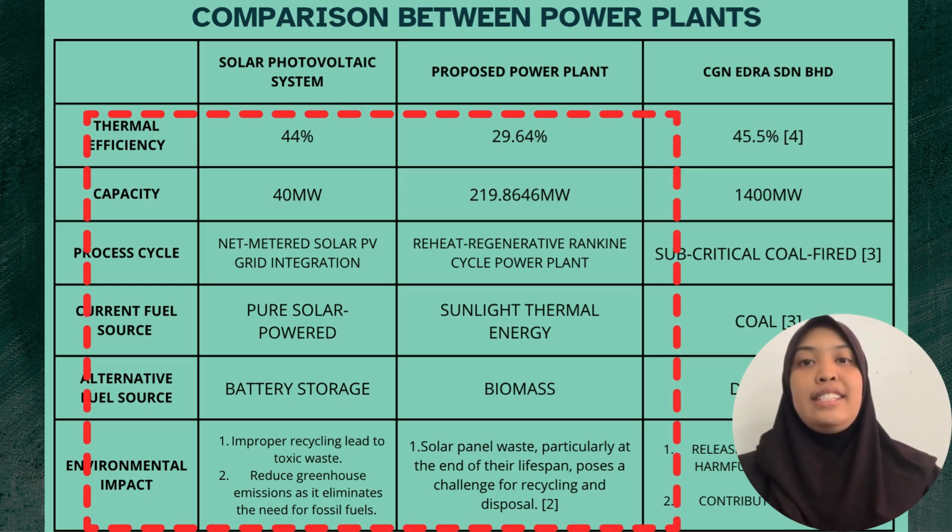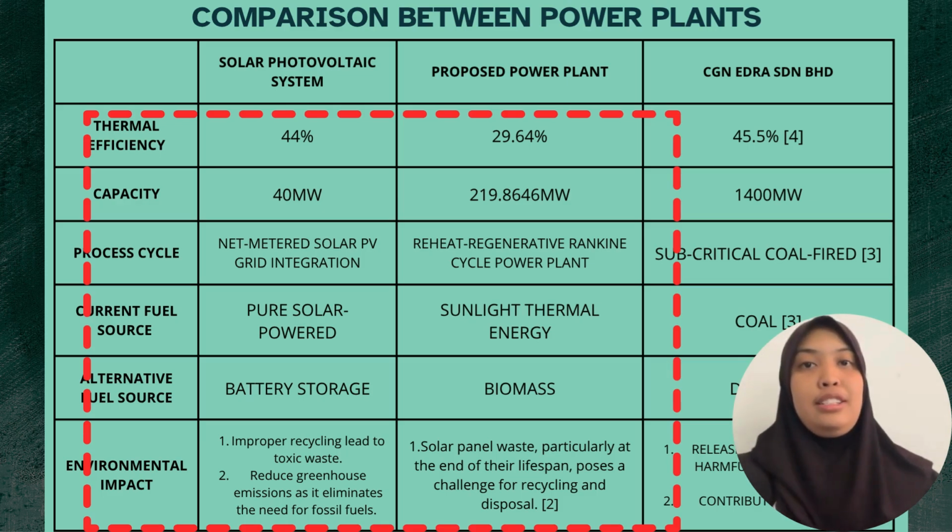And in case the primary source is unavailable, the solar photovoltaic system will rely on battery storage to supply power. And as for the proposed power plant, however, it will switch to biomass as an alternative fuel source, which is a renewable organic material.